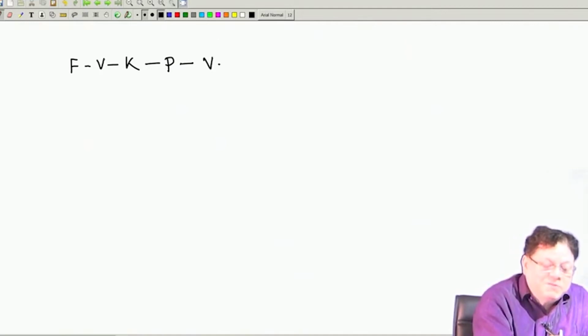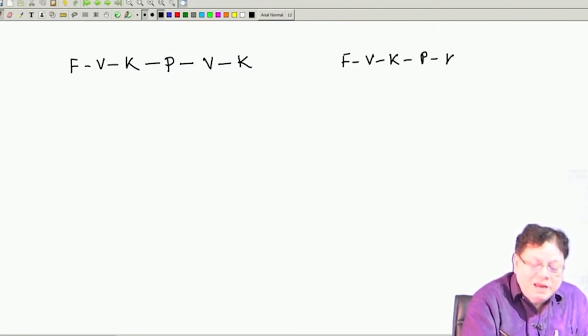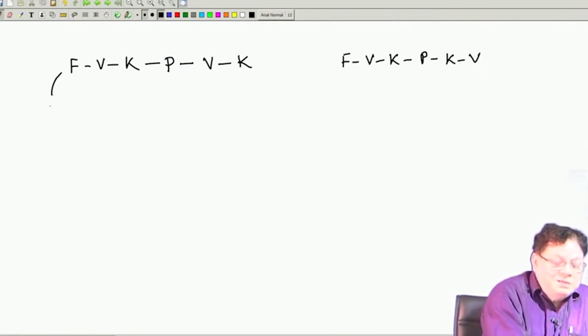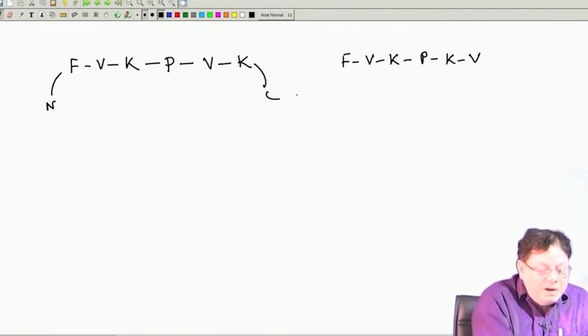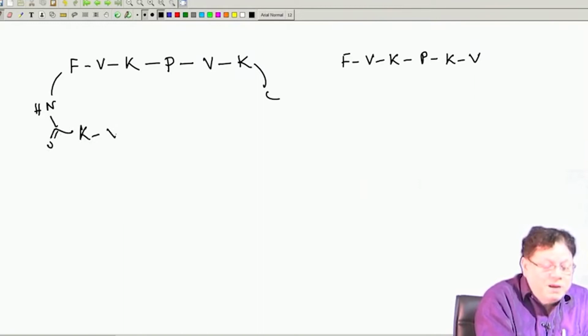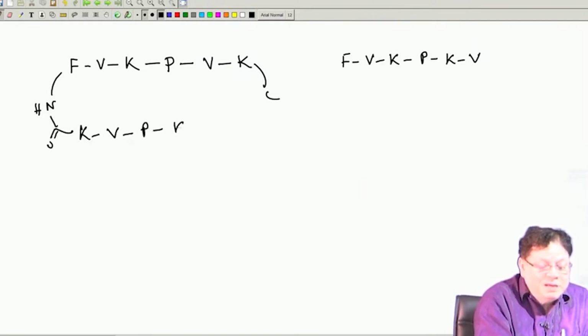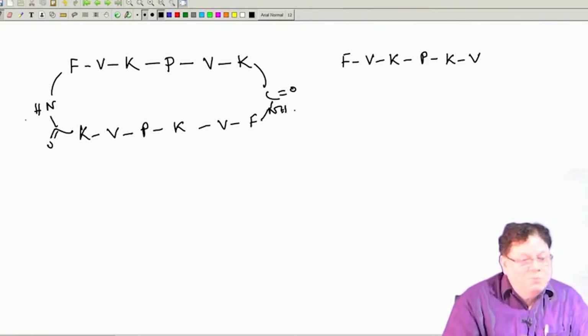Now you have two possibilities: valine, lysine, that is one possibility. The other possibility is F, B, K, P and then K and then V. Remember, this is your N terminus and this is your C terminus. Now, to dimerize it, you write it just the opposite way: this will be K, this will be V, that will be P, that will be K, that will be V, that will be F, and then this will be CO and that will be your NH. Okay, so this is one possible structure.